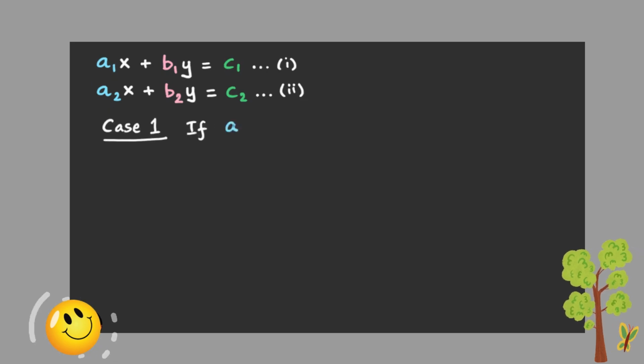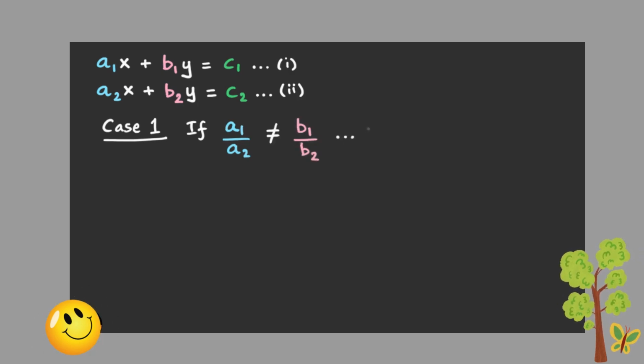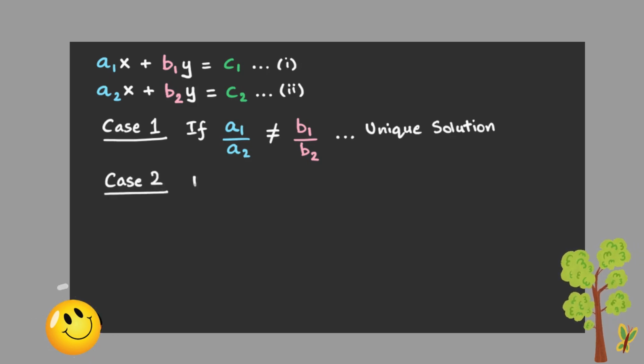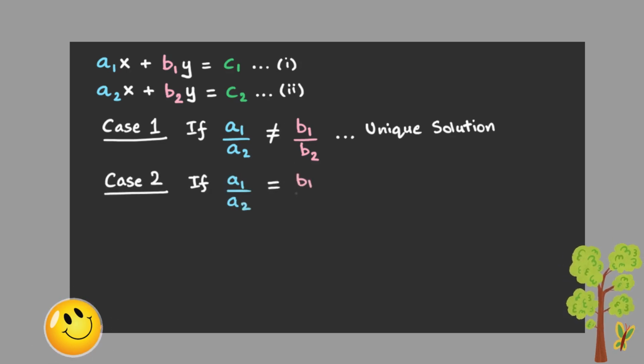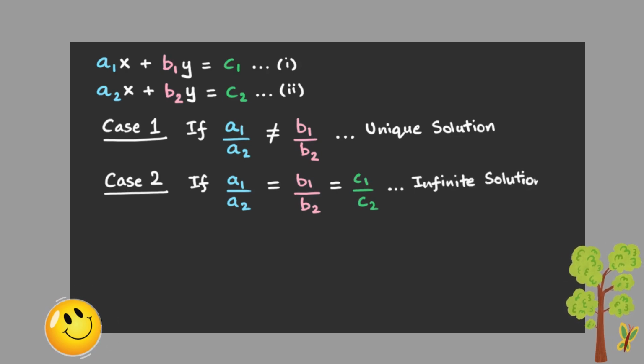If a1 by a2 is not equal to b1 by b2, then the pair of equations have a unique solution. So the graph will have intersecting lines. Case 2, if a1 by a2 is equal to b1 by b2 is equal to c1 by c2, then the pair of equations have infinite solutions. So the graph will have the 2 lines coincide.